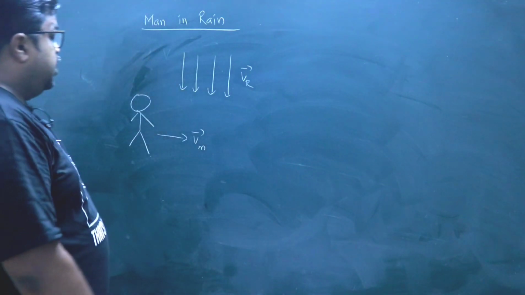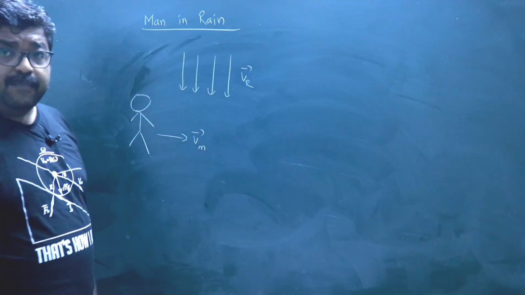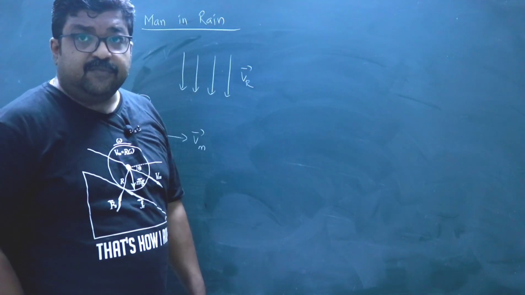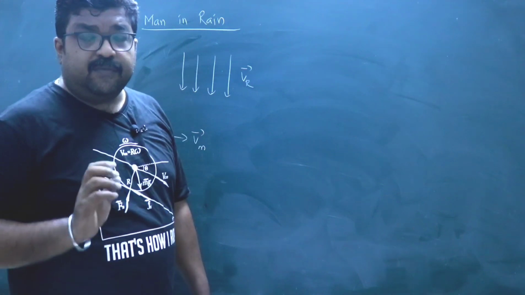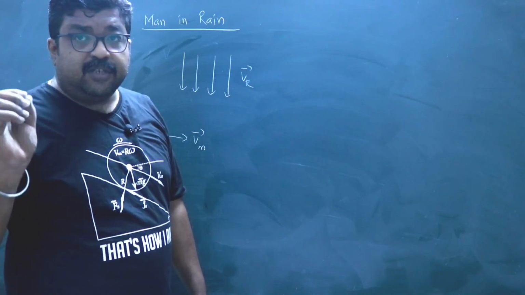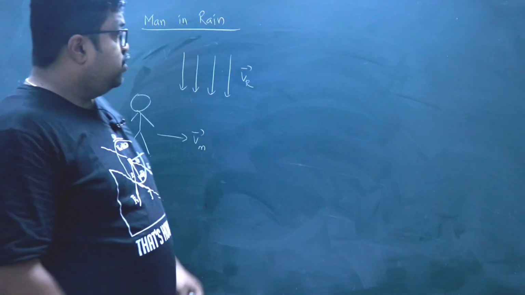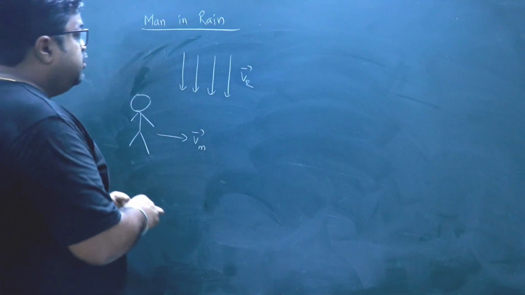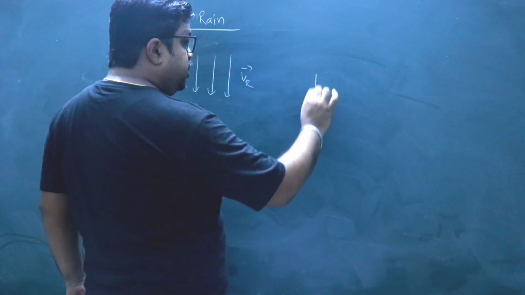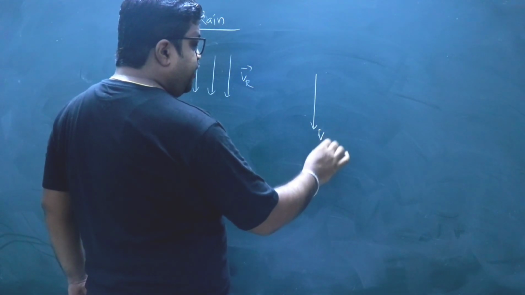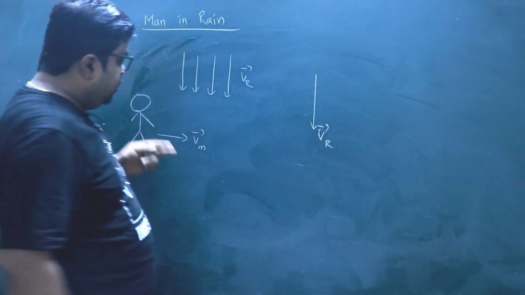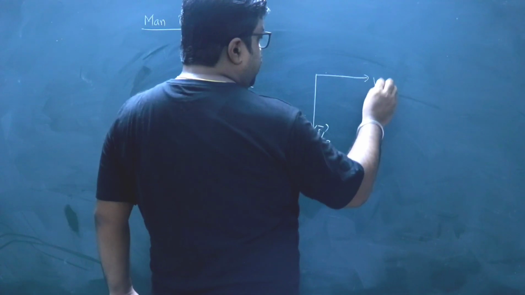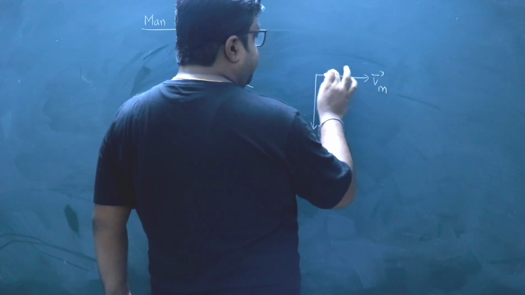Okay, see, this is the direction of velocity of man, and this is the direction of the velocity of rain. This is with reference to the ground frame, a frame of reference which is at rest. So now the rain is falling downward, this is the direction of velocity of rain, and the man is walking horizontally. So this is the velocity of man.